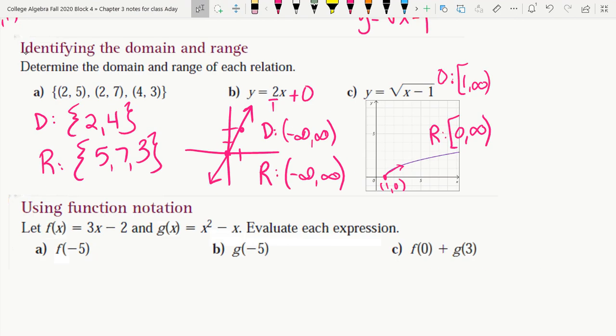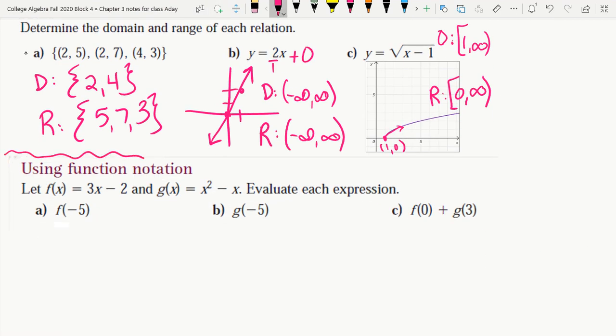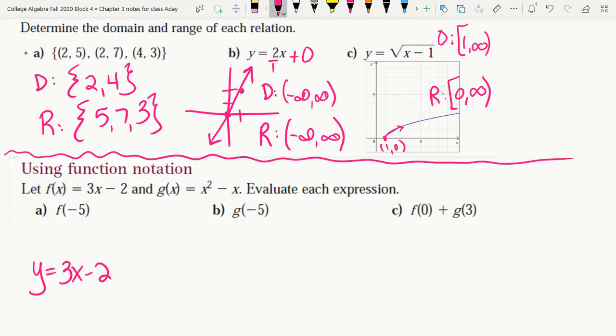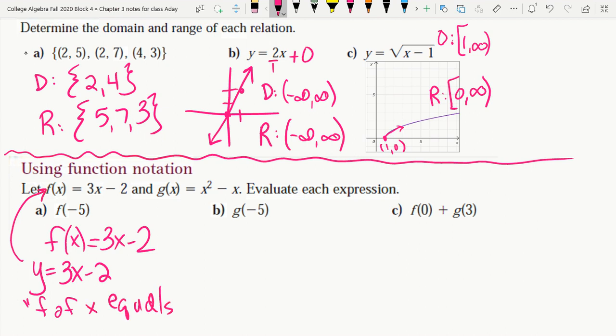All right, let's wrap it up. Functions. Now, if you have something that is, let's say, y equals 3x minus 2, and we know it's a function, then we can use the function notation f of x. So we can say f of x equals 3x minus 2. What you need to know is that the x in the parentheses and the x here, those variables will always be the same. So same variable there.